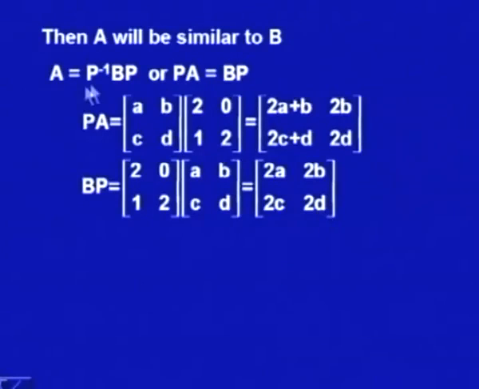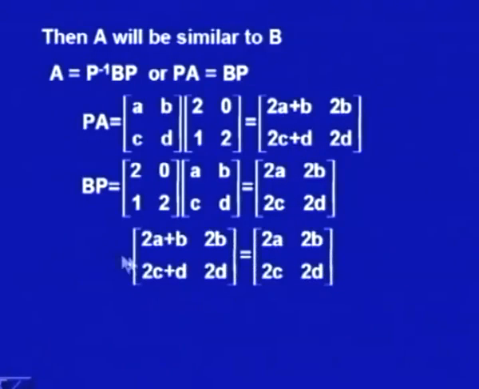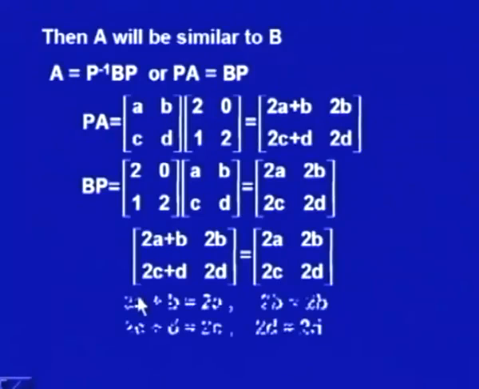So, if A and B are similar, then PA should be equal to BP as I have shown here. So, let us try to show that this matrix is equal to this matrix. So, we have 2A plus B, 2B, 2C plus D, 2D is equal to 2A, 2B, 2C, 2D. So, if these are equal element wise, then the result is proved. So, this gives me 4 equations. 2A plus B is equal to 2A, this means 2B is equal to 2B, this means 2C plus D is equal to 2C, and this means 2D is equal to 2D. So, these are 4 equations.